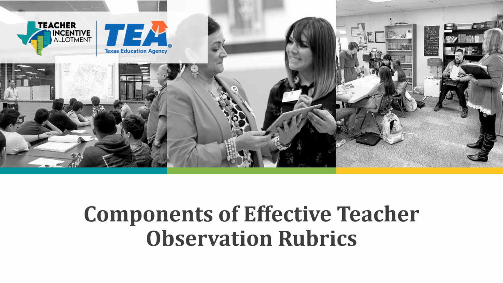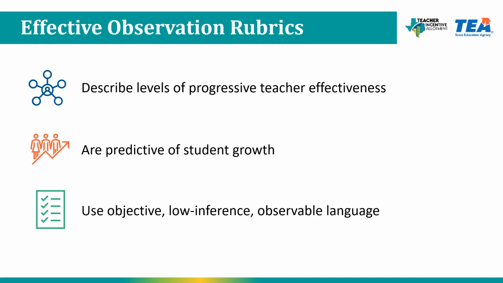Now let's discuss the components of an effective teacher observation rubric. We are going to focus on 3 key criteria. The first is that a strong rubric should describe levels of progressive teacher effectiveness. In other words, what does a highly skilled teacher do as compared to a less effective teacher? The second criteria is a strong rubric should be predictive of student growth. This means that all the discrete teacher moves that are required for students to grow is captured in the rubric. And finally, it should utilize observable language.